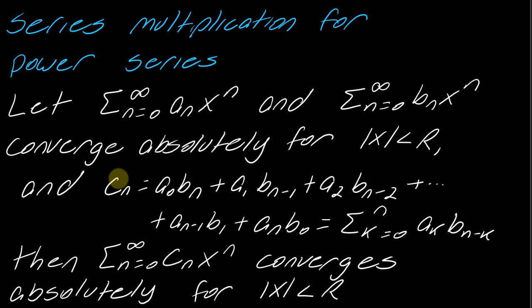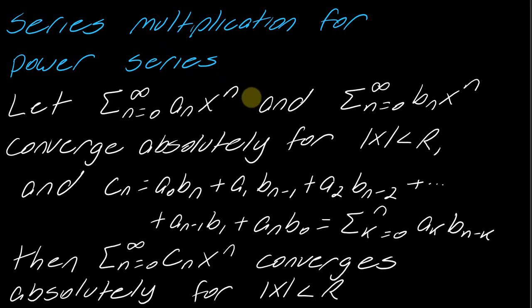I know this looks kind of crazy, but the takeaway from this is there is a systematic approach to multiplying out new coefficients so that you can multiply the two series together to get a new series c sub n x to the n. And this will converge absolutely for x less than r.